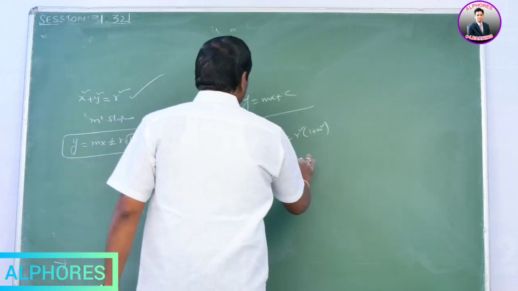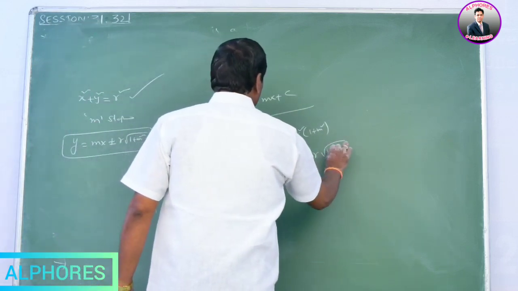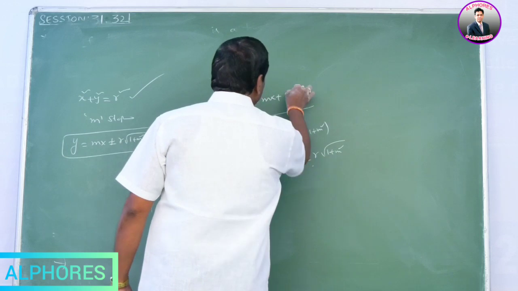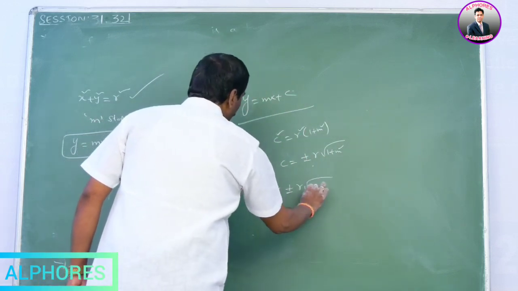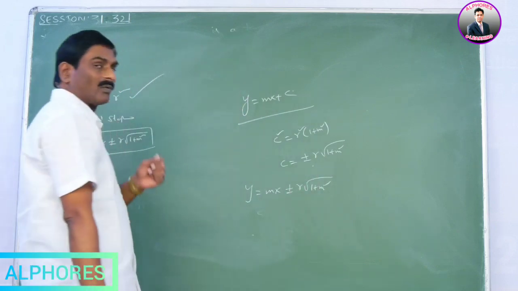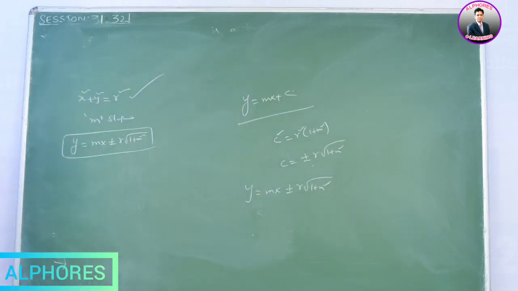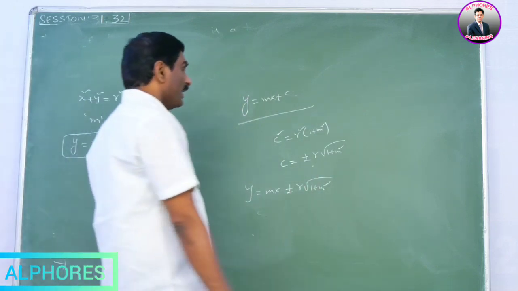That means c is equal to plus or minus r into root over 1 plus m square. Substitute the value of c in this equation, we get y is equal to mx plus or minus r into root over 1 plus m square. Please observe this point. It is one of the circle.